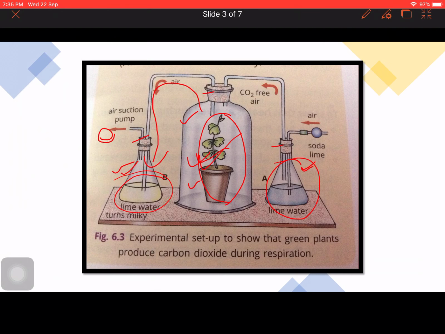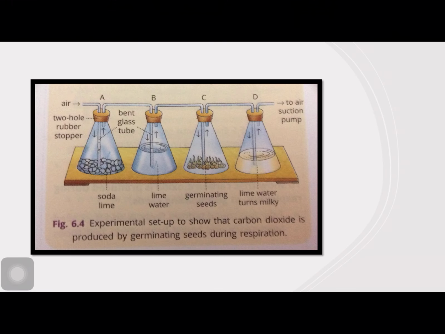Now let us move on to the next experiment. What is this experiment about? It shows that carbon dioxide is produced by germinating seeds during respiration. Here we have taken 4 conical flasks or glass bottles and arranged them in order.